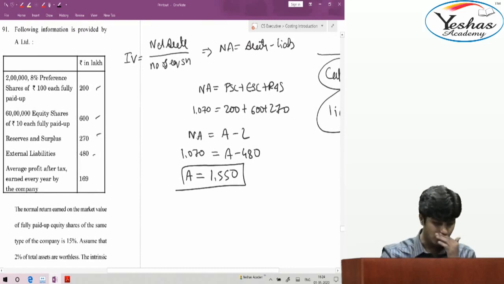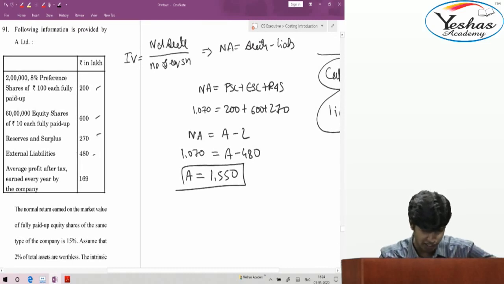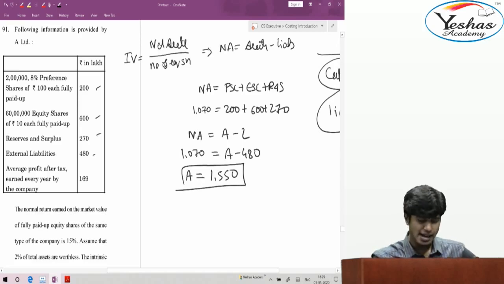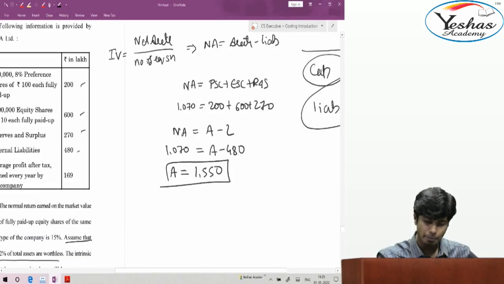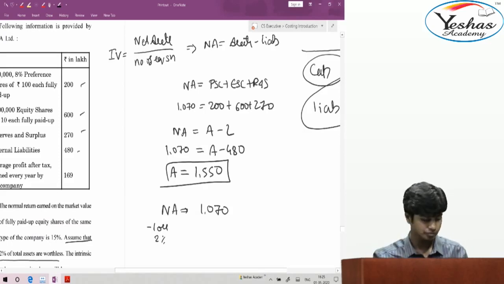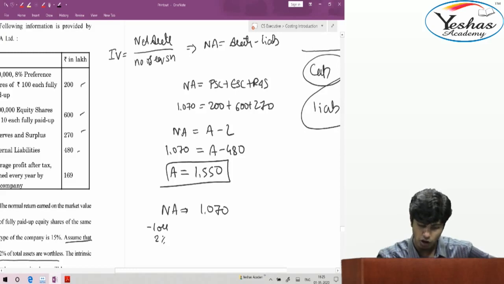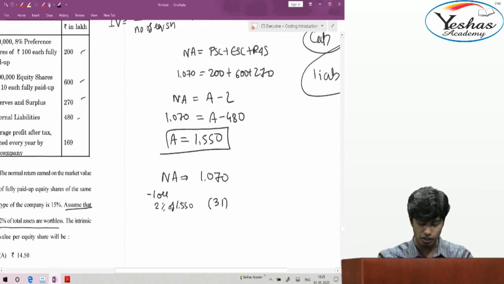What have we been told? Normal return earned on market value of fully paid up equity shares of the same type of company is 15%. Nice. Assume that 2% of the assets are worthless. So out of these assets of 1550, 2% of the assets are found worthless. Oh, so what will I do? My net assets that I found previously is 1070. Out of this, I'll write less loss. That is, assets which are worthless is 2% of 1550. That is 31, which is basically loss. It is of no use.